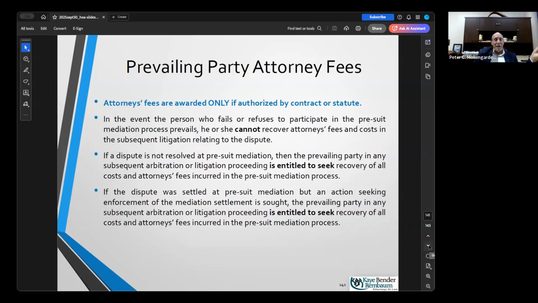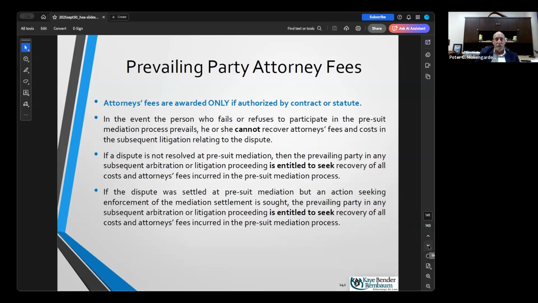If a dispute is not resolved at pre-suit mediation, then the prevailing party in any subsequent arbitration or litigation proceeding is entitled to seek recovery of all costs of attorney's fees incurred in both the pre-suit mediation and in the litigation. Okay. If the dispute was settled at pre-suit mediation, but an action seeking enforcement is sought, the prevailing party in any subsequent arbitration or litigation proceeding is entitled to seek recovery of all costs of attorney's fees.